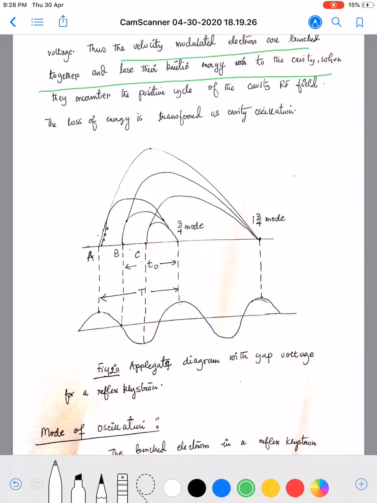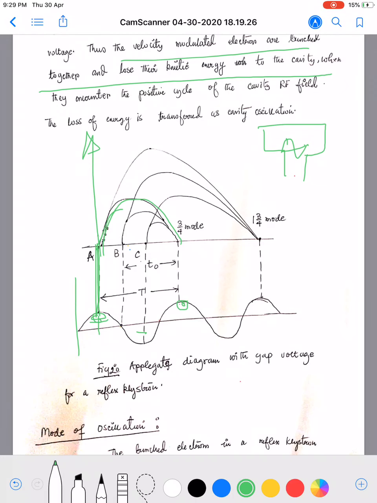So what is happening? See, this is the RF voltage, and this is the positive cycle. This is your negative cycle. This is the electron which passes through the grid when the RF signal is positive. So it is accelerated and will go more distance along the repeller space. It will go a greater distance and come back at the next positive peak. So this particular phase and this particular phase are in unison, and it collapses on the cavity when the RF signal is positive.